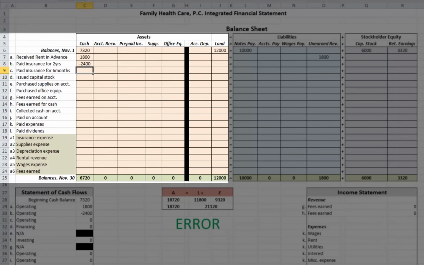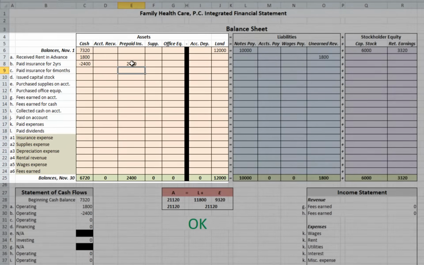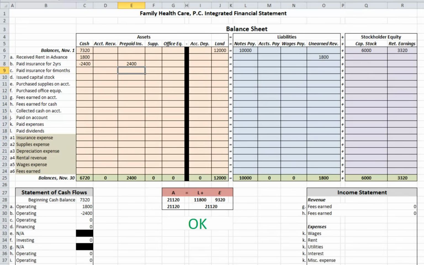So we paid $2,400. What do we get in return? Well, we got $2,400 worth of prepaid insurance. Now remember, a transaction doesn't always have to balance out on both sides of the equal sign in our balance sheet. It can balance out all on one side. And in this case, we're just taking the cash asset of $2,400 and switching it into an asset of prepaid insurance. We're just converting an asset.